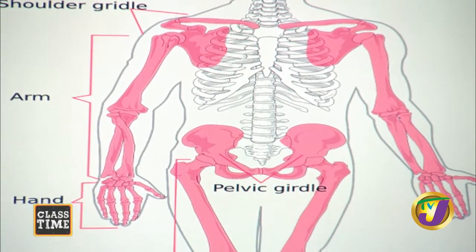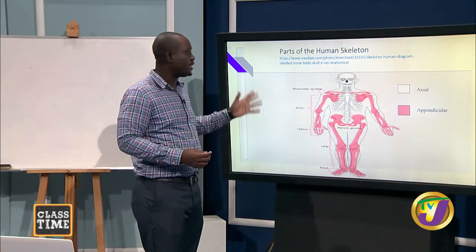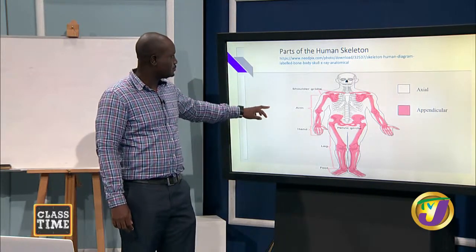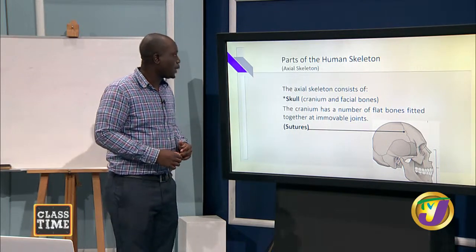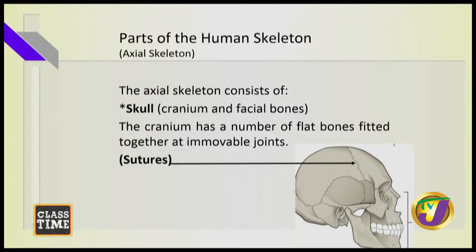And we're going to go into different parts as we move forward. So the parts of the skeleton: axial and appendicular. All right, so we're going to start with the axial skeleton first, and the first thing we're going to look at is your cranium.